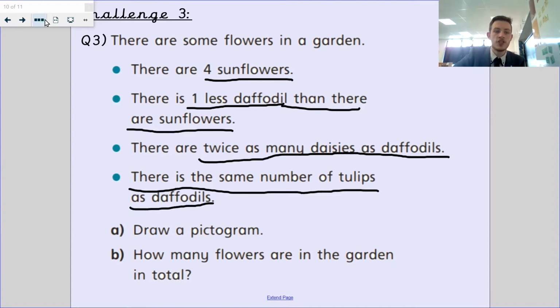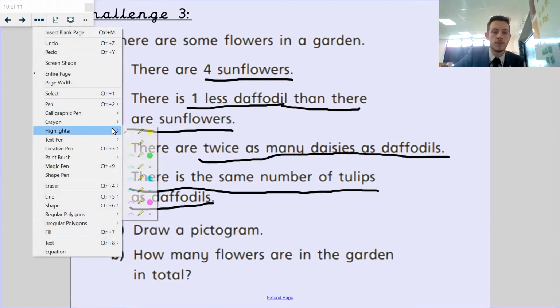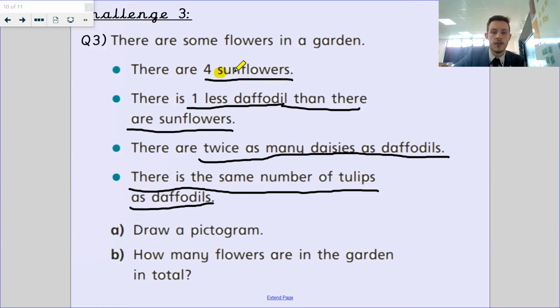Okay. Now, just to help you one little bit more, they are your 4 titles for your sections. You need to draw out the pictogram and tell me how many flowers are in total.